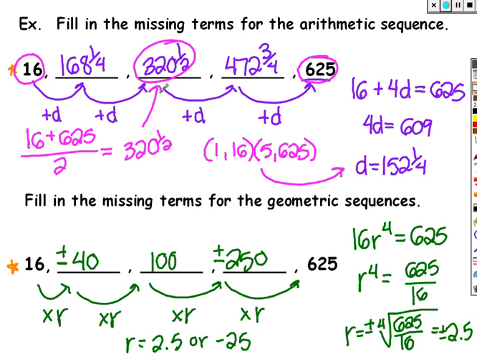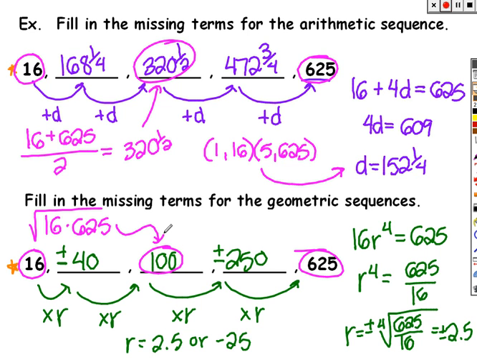There's also something called the geometric mean. So if I have a geometric sequence and I want to find the number right in between 2 numbers in a geometric sequence, the geometric mean you would actually find by multiplying the numbers and taking the square root. And that's another way to get that term that's right in the middle of 16 and 625 in a geometric sequence.